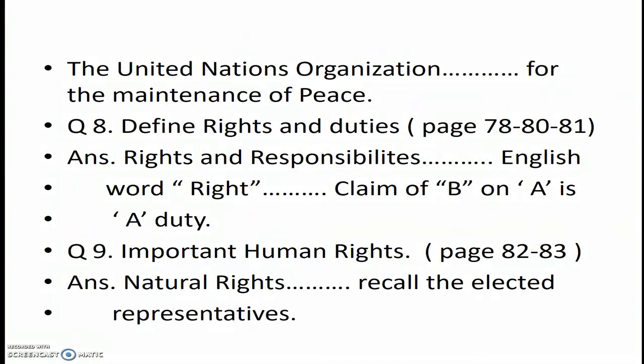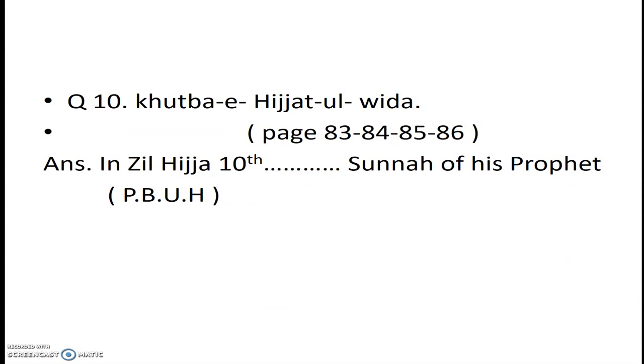Long question number 9. Enumerate important human rights, on page number 82, 83. The answer starts from natural rights to recall the elected representatives. Number 10. Hujjatul Wida is the most comprehensive charter of human rights, discussed on page number 83, 84, 85 and 86. The answer starts from Zil-Hajj 10 to the Sunnah of his Prophet, peace be upon him.